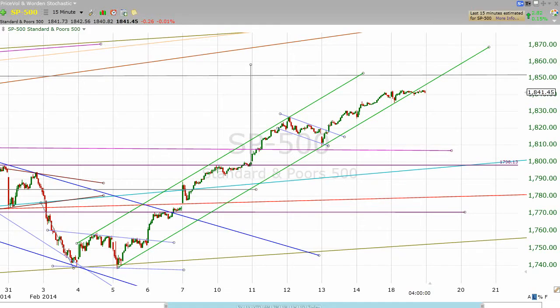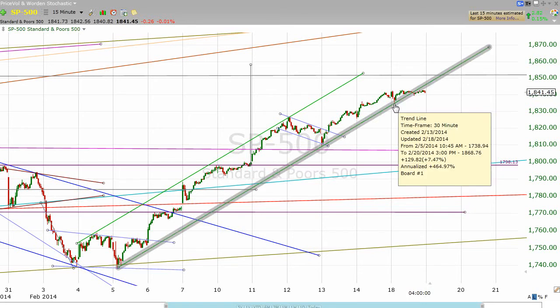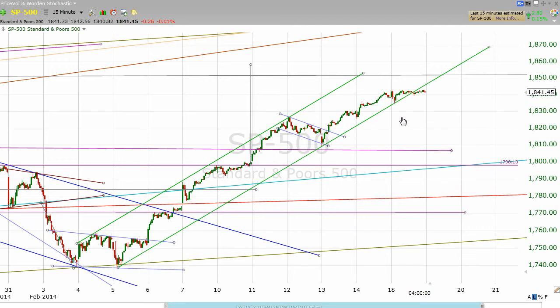Starting out here on a 15-minute chart, the first thing that's going to come to your attention is this rising channel defined by these two perfectly parallel green lines. And what you're going to note is that we closed on the underside of this support line. You'll also see that we bounced on this line early in the day, at which point it looked really good that this line would hold up. But we just traded straight through it.